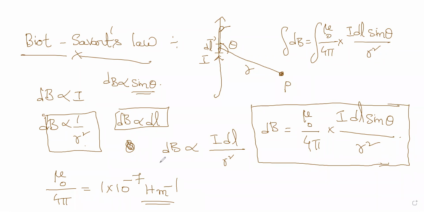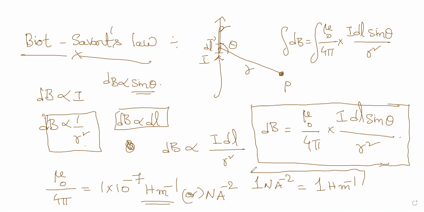And there are other units. Other unit is Newton ampere to the power minus 2. That is the other unit. This 1 Newton ampere to the power minus 2 is actually 1 Henry per meter. These things you have to remember.